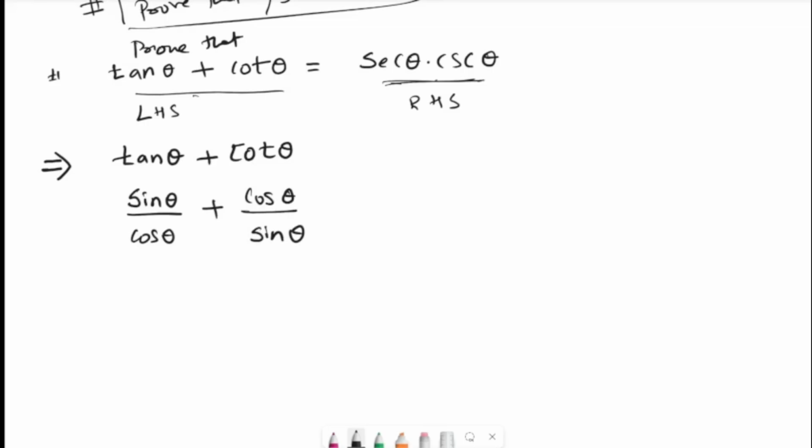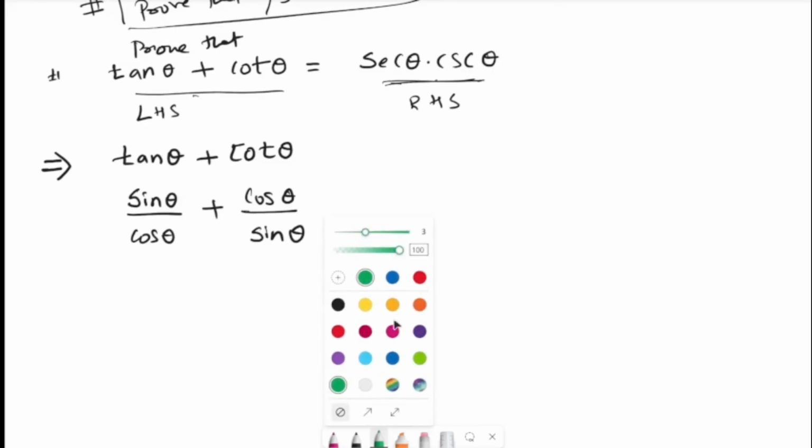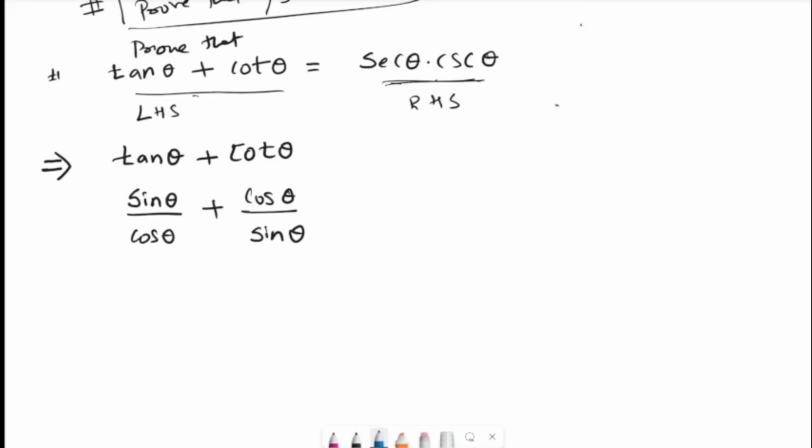Now, if you treat this as a simple fraction, you can add two fractions. How do we add two fractions? Let me quickly tell you how to add two fractions. Typically, adding two fractions, this is not an algebra class, but I just want to show you a quick trick.